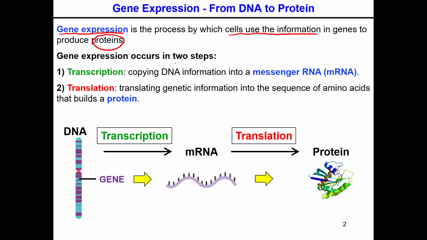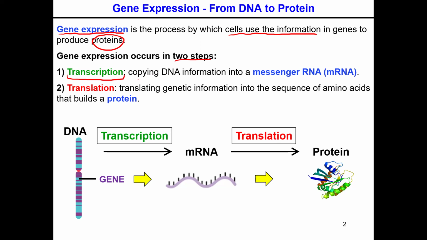Now, proteins are incredibly important, as you know, throughout this entire semester. We've been talking about them, and we understand that they do very important jobs. Our body absolutely needs them, so we need a way to make more whenever we have the need to. Gene expression occurs in two steps. The first one is transcription.